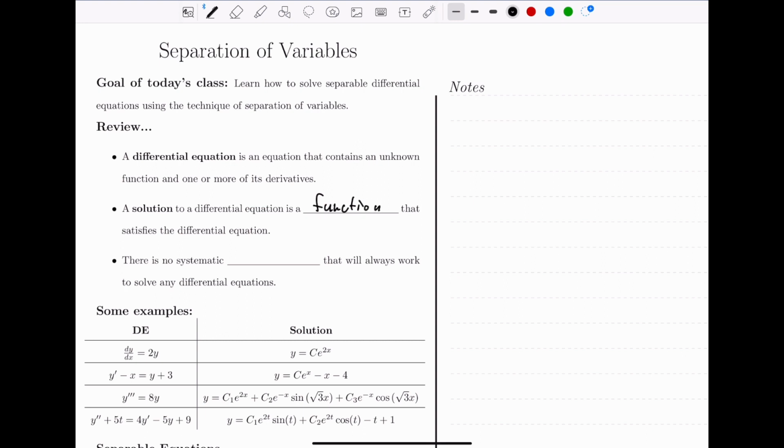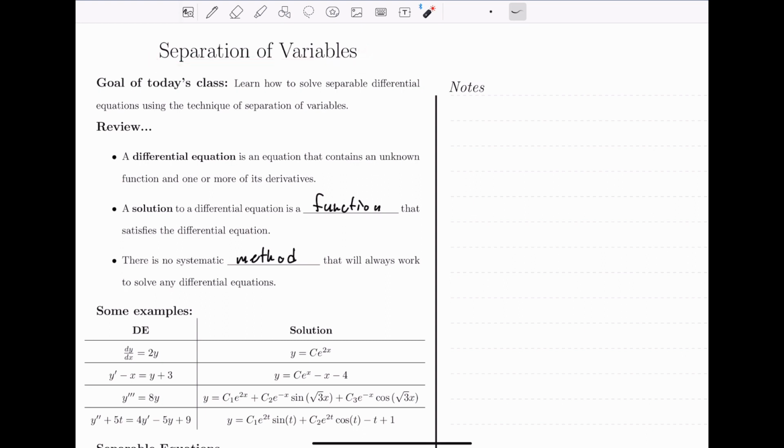And we've talked about the concept that there is no systematic method that always works for solving differential equations. This is sort of like integration techniques. Certain integrals can only be solved using certain techniques, and other integrals just can't even be solved using really any technique except a numerical technique. So we have a similar thing with differential equations here. There are many different techniques for solving different types of differential equations. We will only learn one technique that only applies to a certain special class of differential equations, and this technique is called separation of variables.